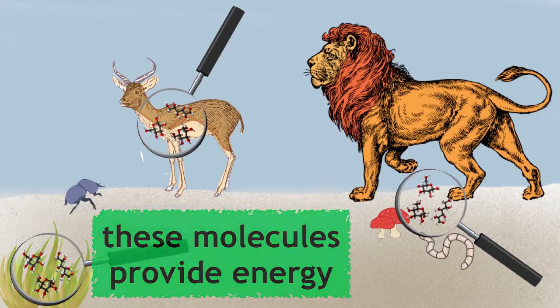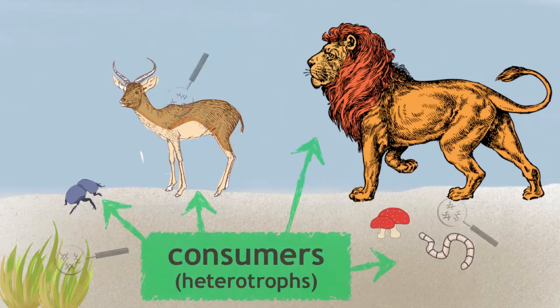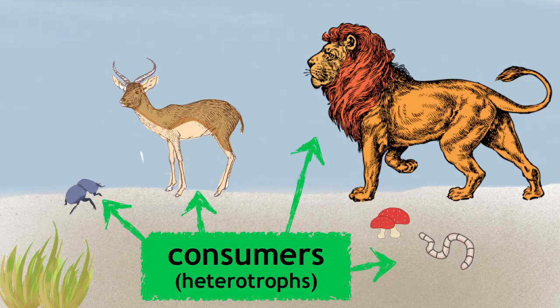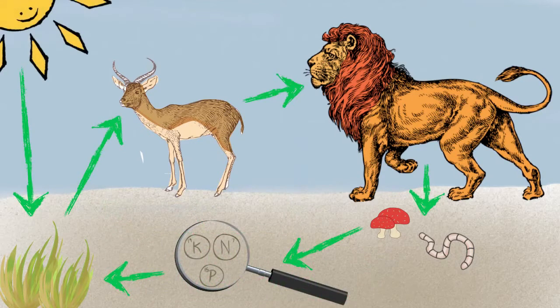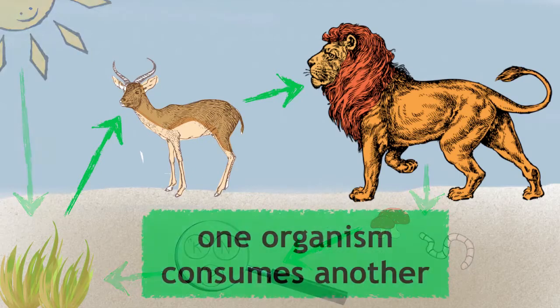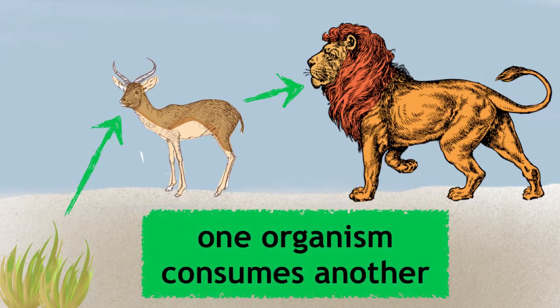All other organisms that do not photosynthesize are considered consumers or heterotrophs. Many molecules, along with energy, are cycled in an ecosystem as organisms transfer them from one individual to another. One of the most typical transfers is when one organism consumes another.